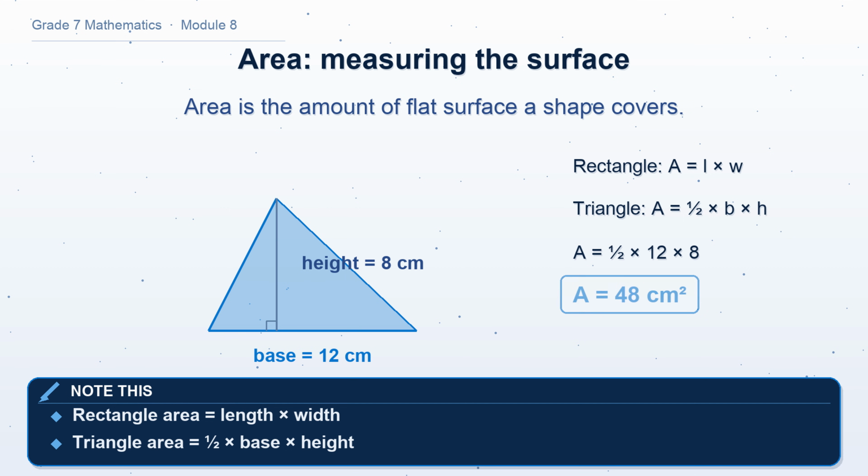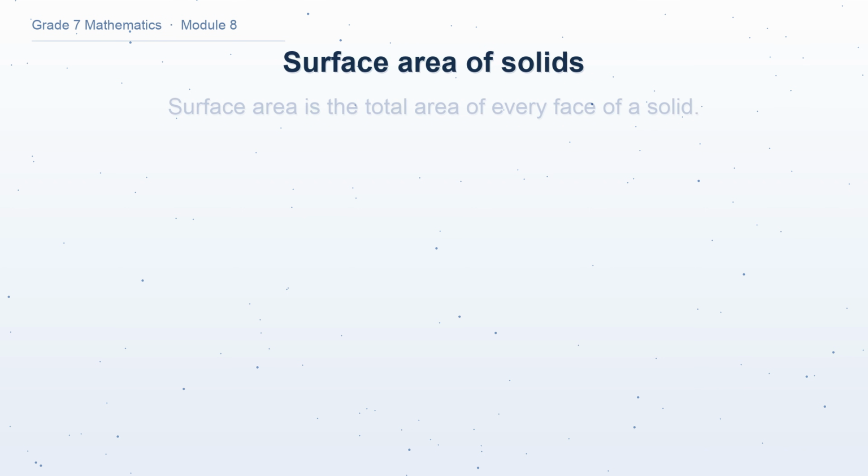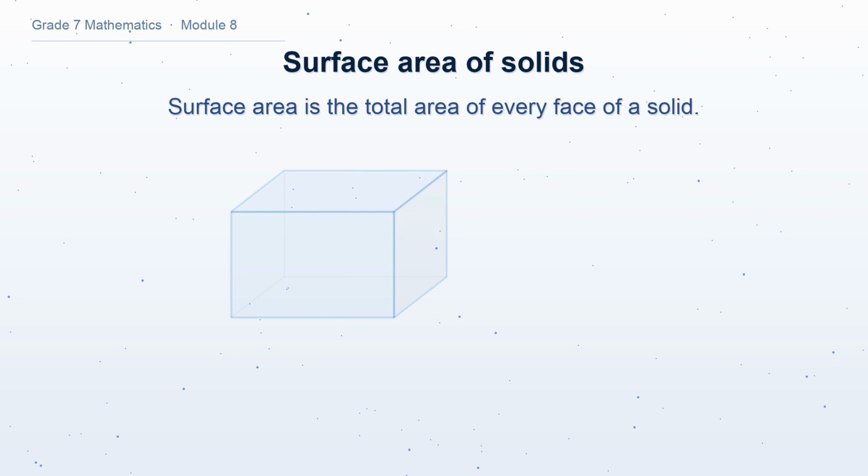Round shapes follow the same idea. The area of a circle is pi times the radius squared. A solid object has surfaces too. The surface area is the total area of all its faces added together. Picture wrapping the box in paper. The surface area is how much paper you would need.